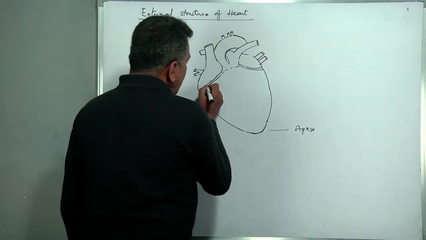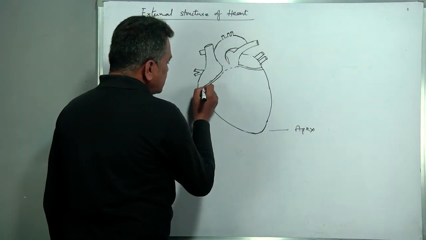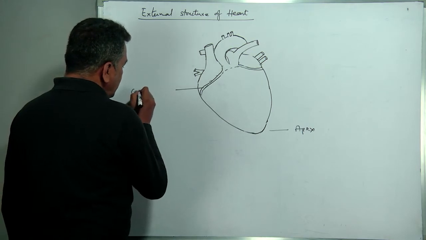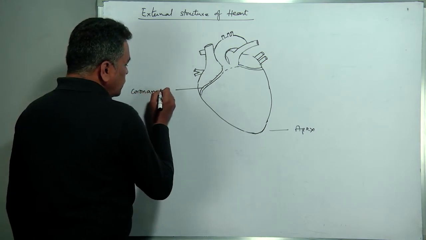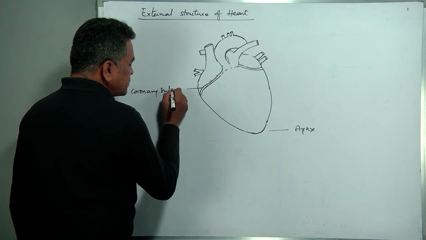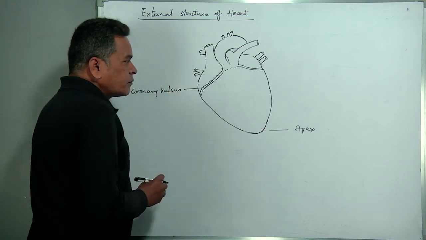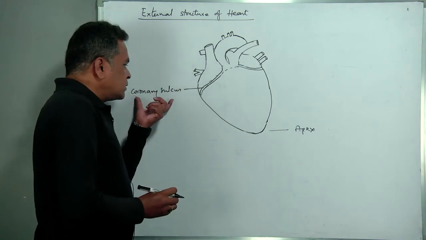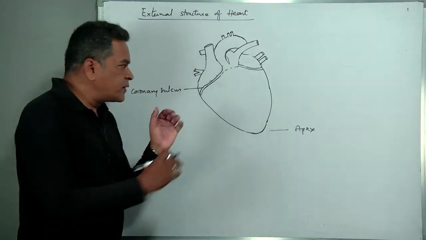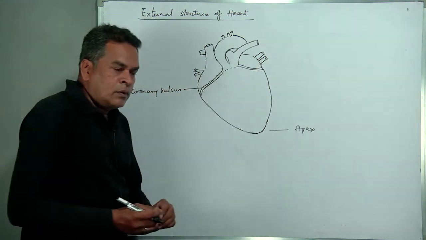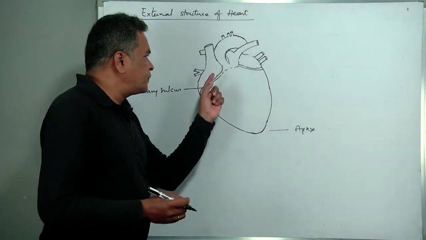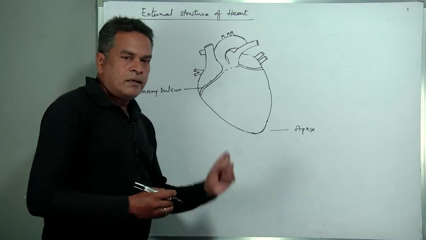This groove I call the coronary sulcus. This is a transverse groove, which marks the boundary between the atrium and the ventricle.